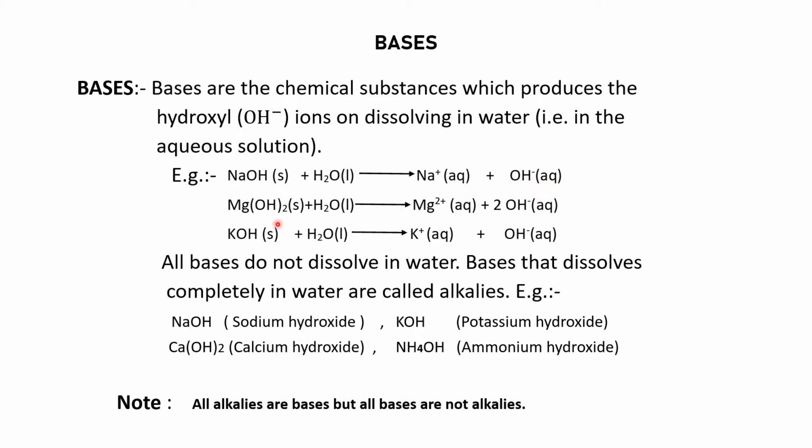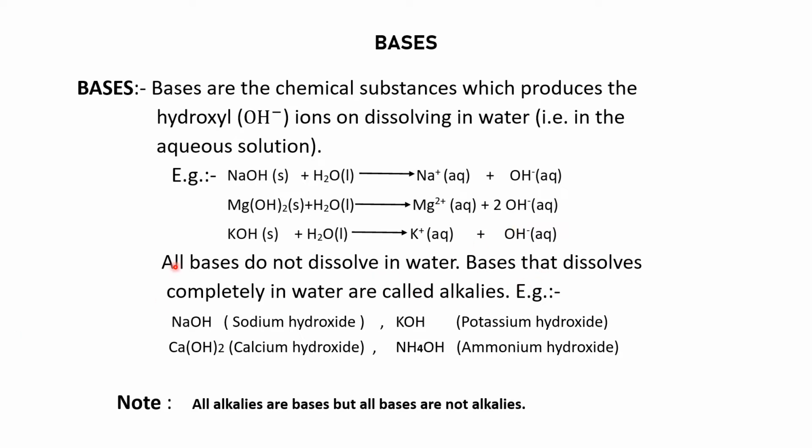Okay. Again, magnesium hydroxide is a substance. When it is dissolved in water, it will form magnesium ions and 2 OH minus ions. Now it will behave like a base. Previously it is just a compound. Sodium hydroxide is a compound, magnesium hydroxide is a compound. Again, the third is potassium hydroxide. When it dissolves in water, it will form potassium ion and there is formation of hydroxyl ion. So when they are dissolved in water, they will behave like a base.